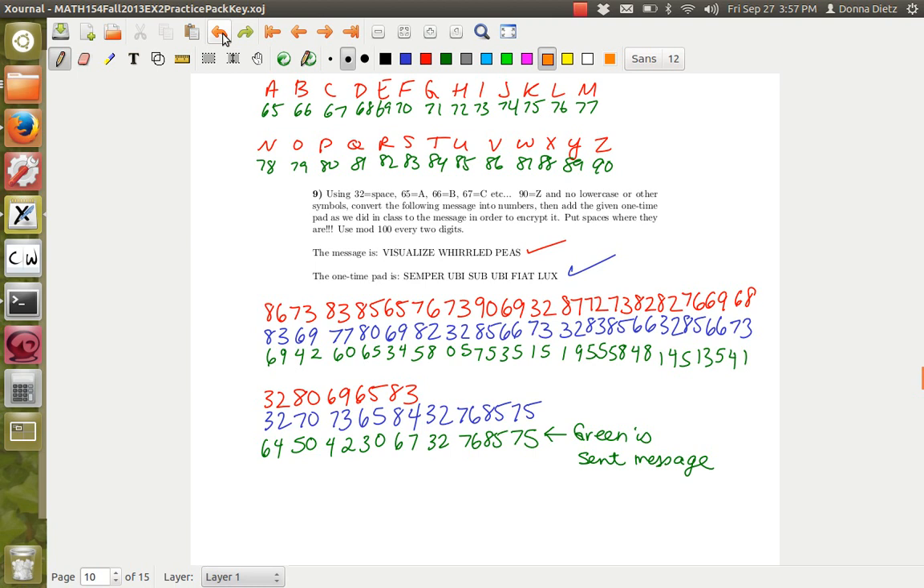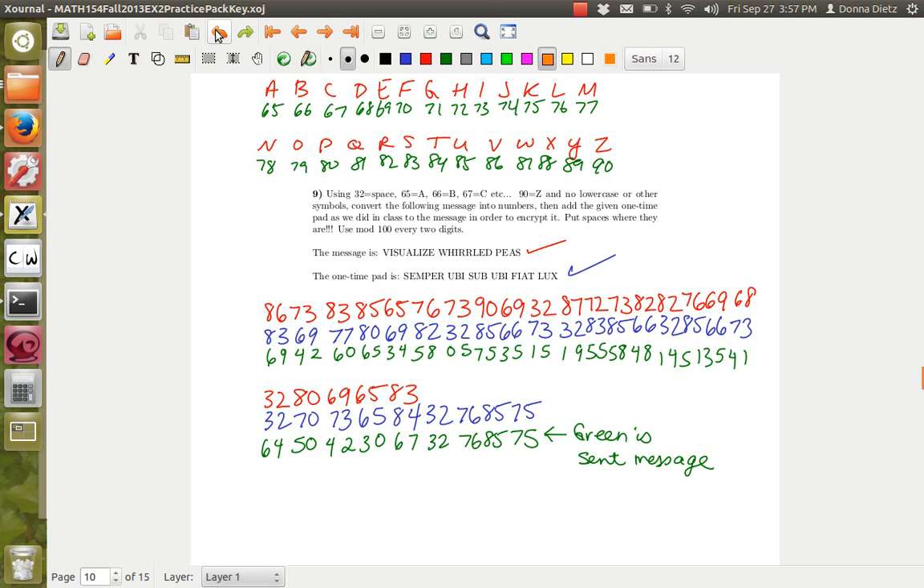65 is A, 66 is B, all the way up to 90 equals Z. You see I made myself a little table so I could remember that, because I'm not going to figure it out each time. And the message is "visualize world peace."